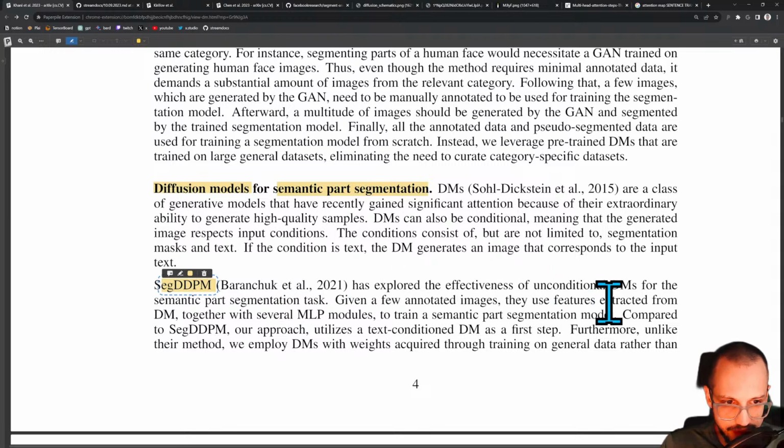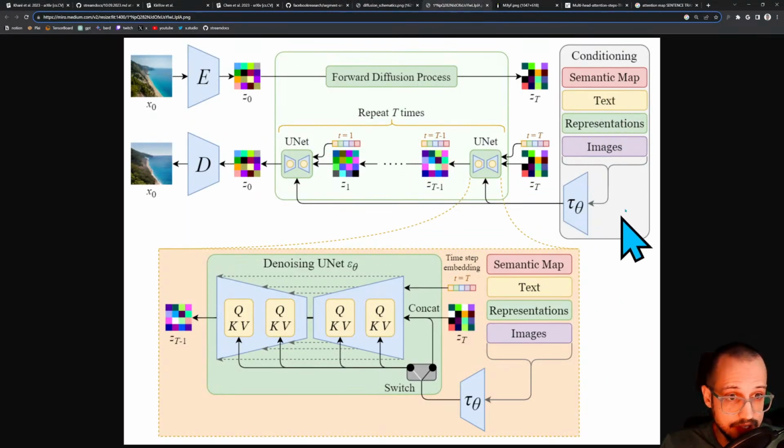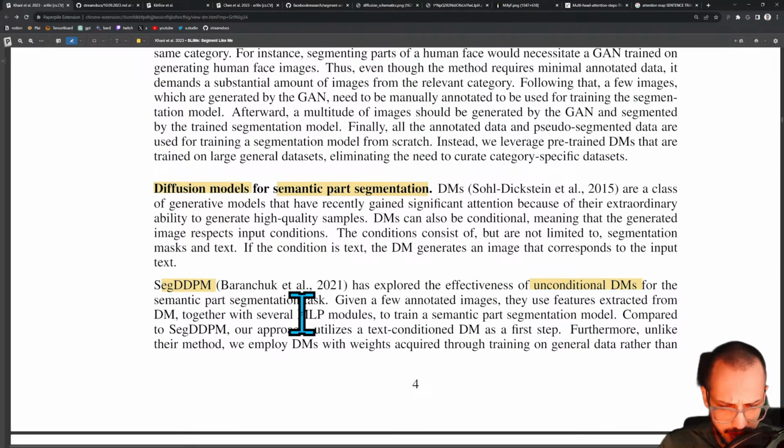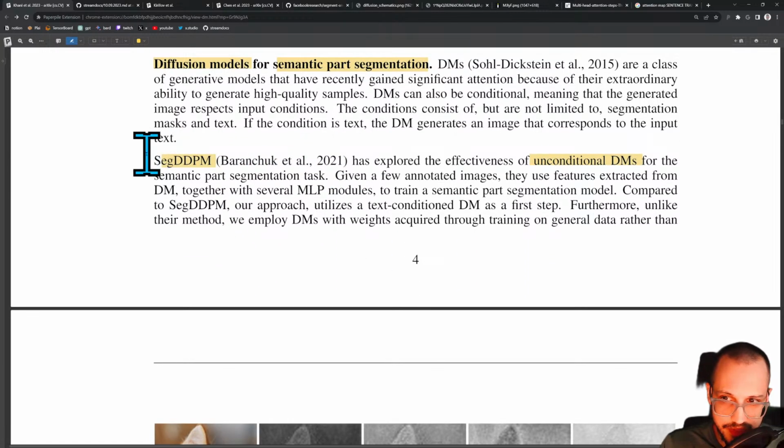They explored the effectiveness of unconditional DMs for the semantic part segmentation task. So here they were using unconditional DMs. DMs is a diffusion model. So an unconditional diffusion model just does not have that text conditioning, right? It does not have this part here where you can condition the removal of the noise on something, which is usually text. So it seems like they gave some annotated images, used the features extracted, added a couple different multi-layer perceptrons, and then somehow got something that was okay. But this is a 2021 paper, so it's definitely old at this point.